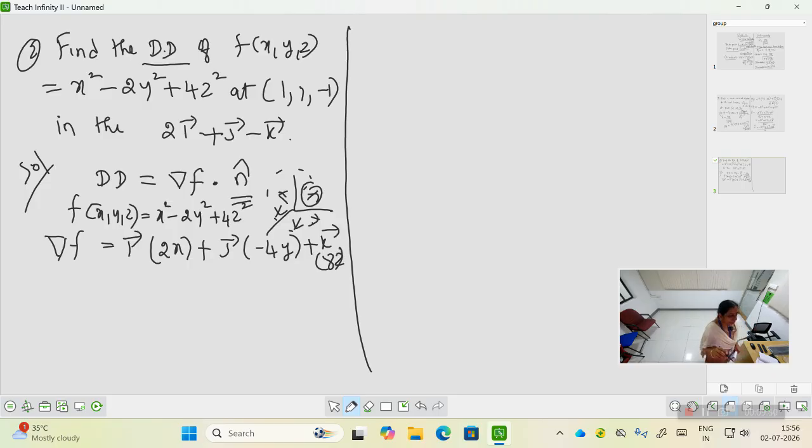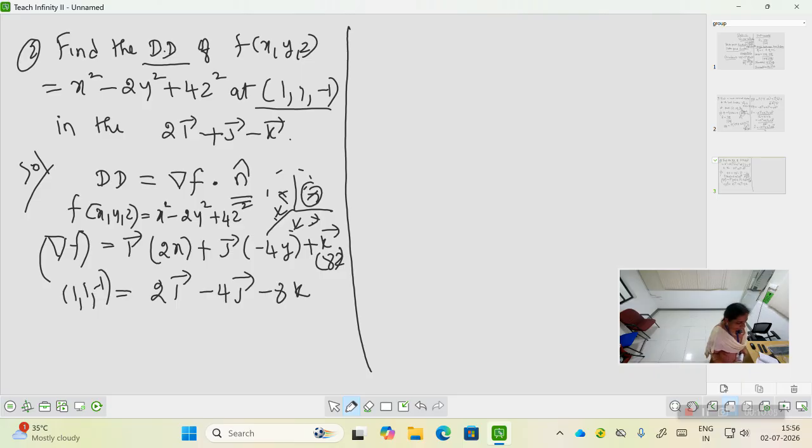Now at what point do I have to find the gradient? As I told you, 1, 1, minus 1. So at the point 1, 1, minus 1, I have to find. I'll get 2i vector minus 4j vector, z value is minus 1, minus 8k vector. So I got del f now.